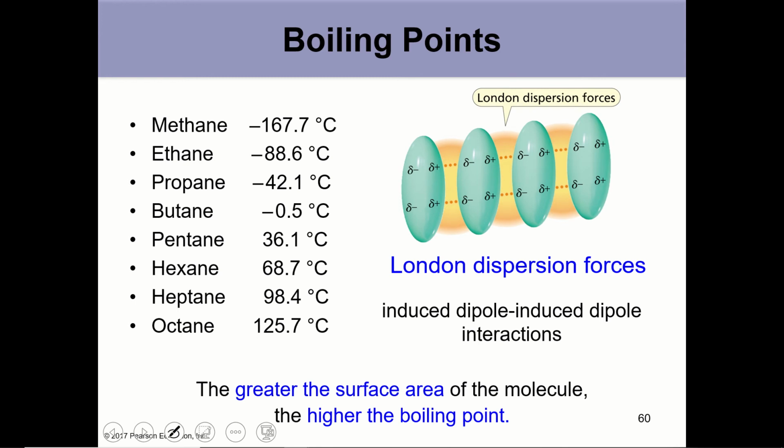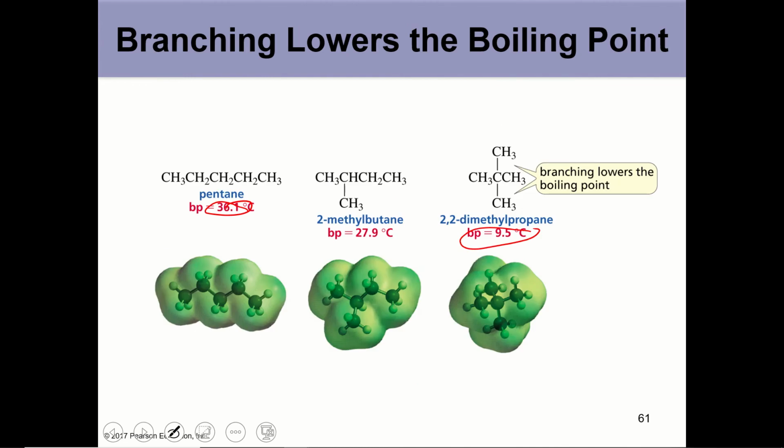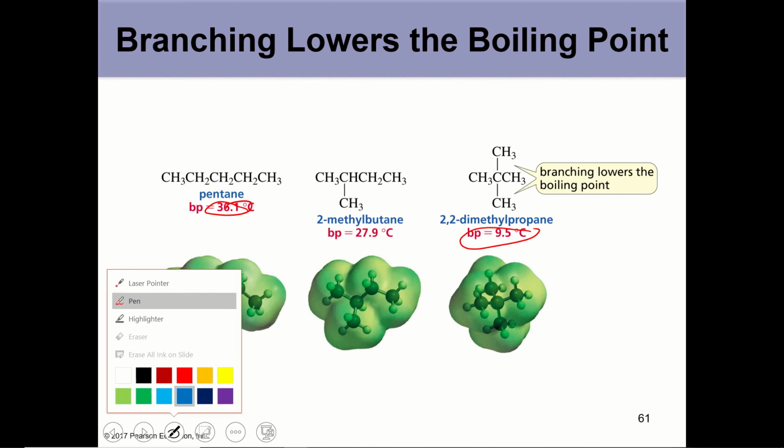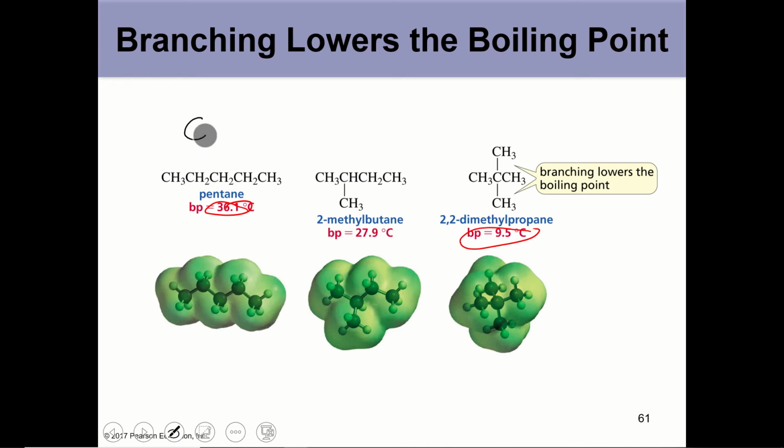Molecules that have the same molecular formula can be differentiated by boiling point by differentiating straight chain from branched chain. So branching lowers the boiling point. We have a comparison of pentane, 2-methylbutane, and 2,2-dimethylpropane. All of these molecules have the same molecular formula, C5H12.